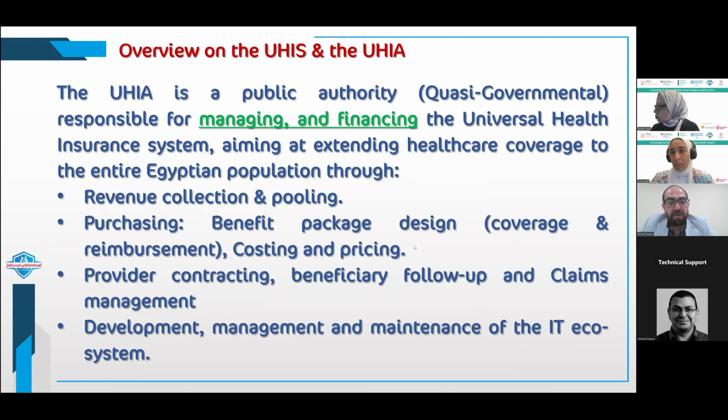So in the new system, of course, UHIA is a public authority. We are responsible for managing and financing the universal health insurance scheme, and we aim at extending healthcare coverage to the entire population. Our main roles at the UHIA include revenue collection, pooling, purchasing of healthcare services, which includes benefit package design, costing and pricing of services. We also are responsible for provider contracting, following up on the services that are provided to our beneficiaries, and of course, managing the claims submitted from providers for the services they provide to our beneficiaries.